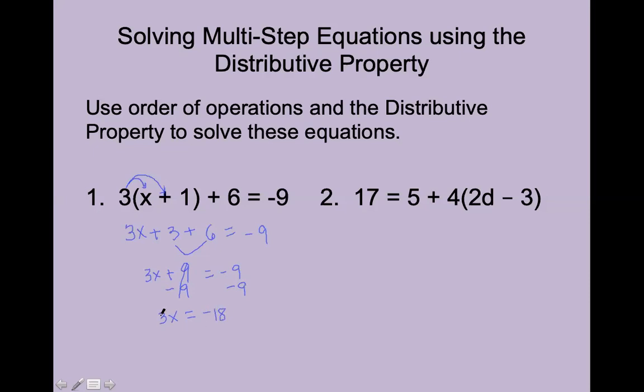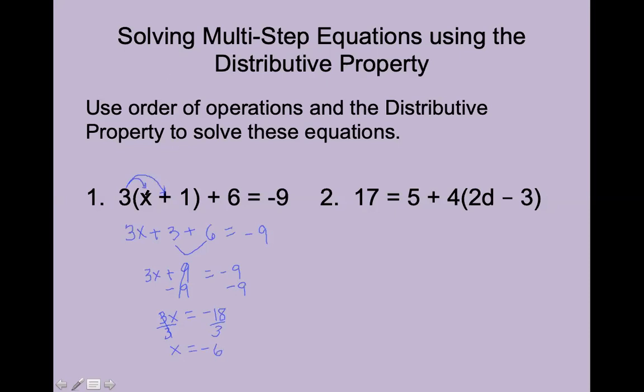All right, next step. 3 times x equals negative 18. To undo multiplication, divide. All right, 3 divided by 3 is 1x. That's what we want. A negative divided by a positive is a negative, and 18 divided by 3 is negative 6.